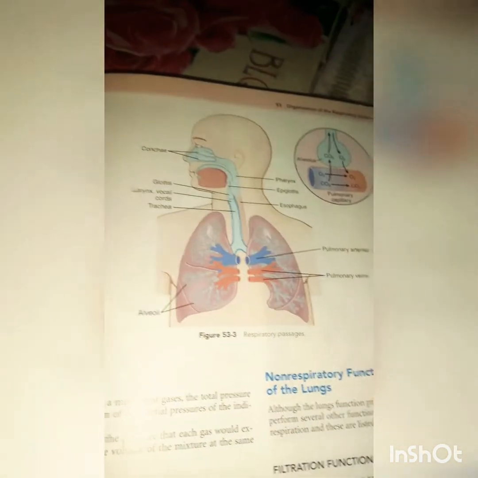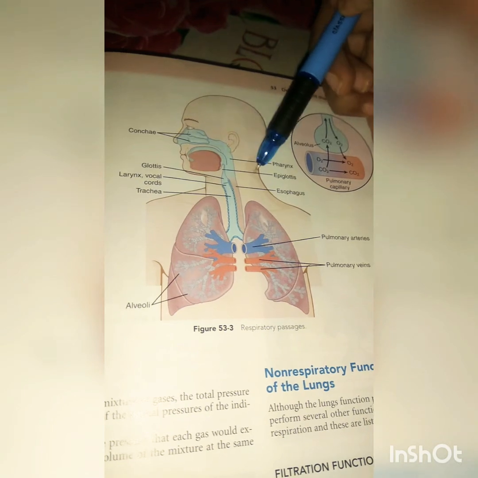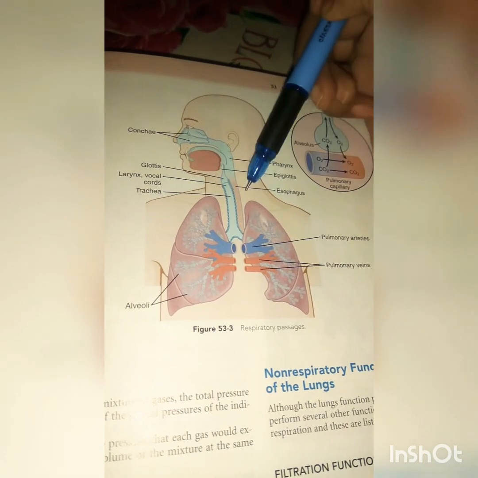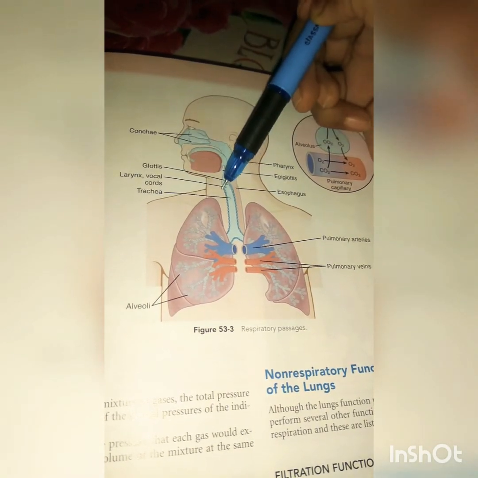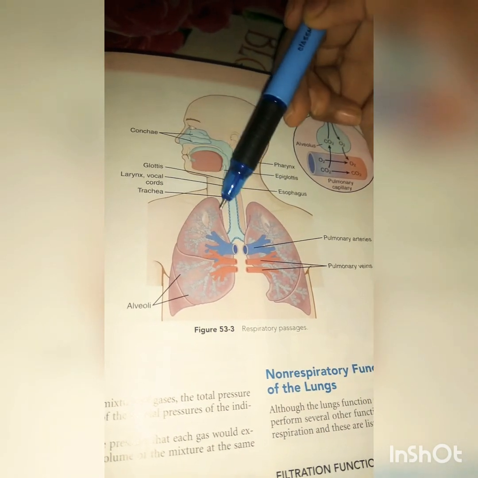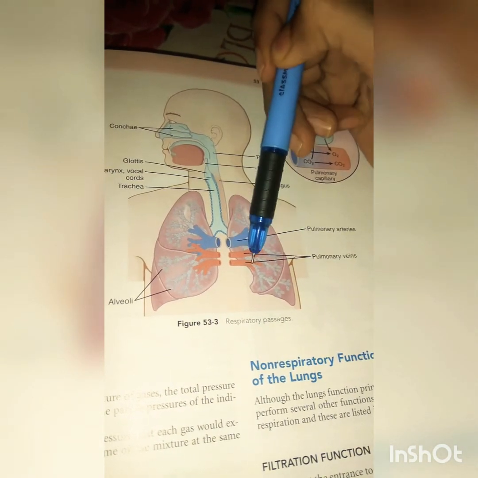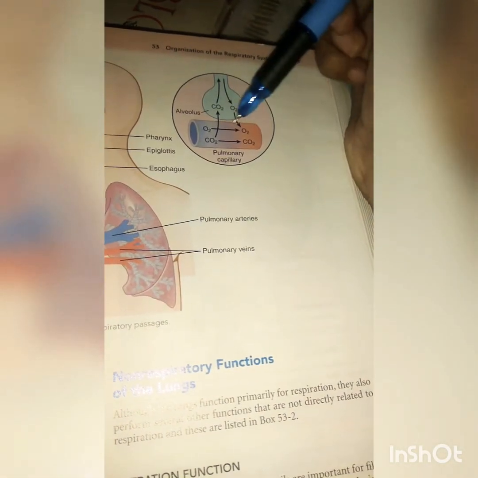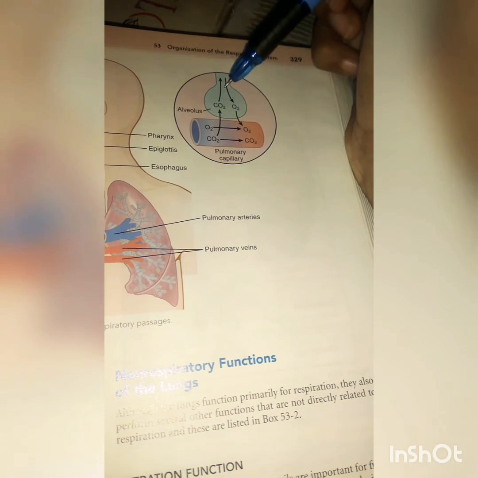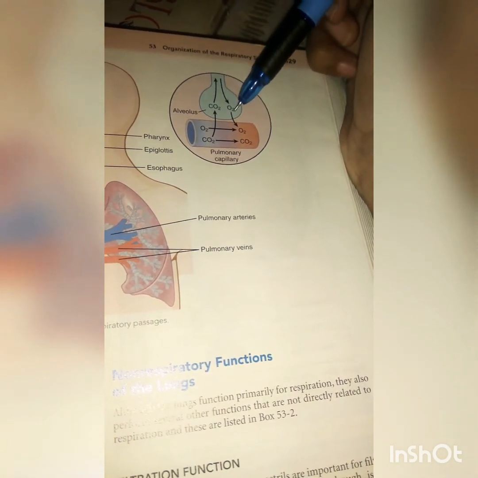Here you can see these are the nasal conchae. This is the glottis. This is the pharynx, epiglottis, esophagus, larynx, and vocal cords are present here. As the air enters, they vibrate and speech is produced. And these are the alveoli. These are the pulmonary arteries and the pulmonary veins. This is how gaseous exchange takes place between a pulmonary capillary and an alveolus. Carbon dioxide is taken out from the capillary, whereas oxygen is brought in from the alveolus to the capillary.